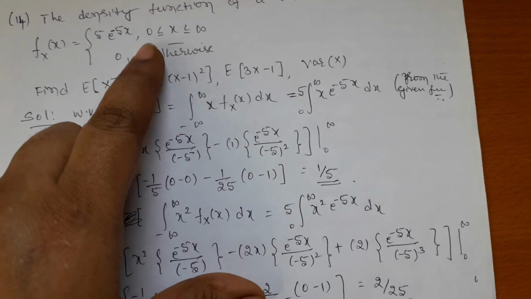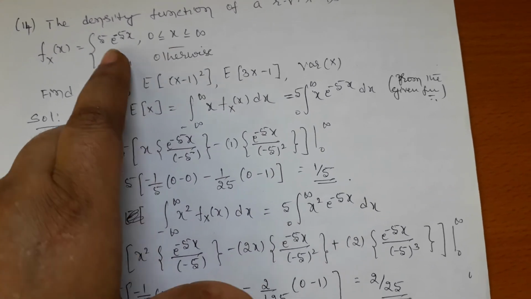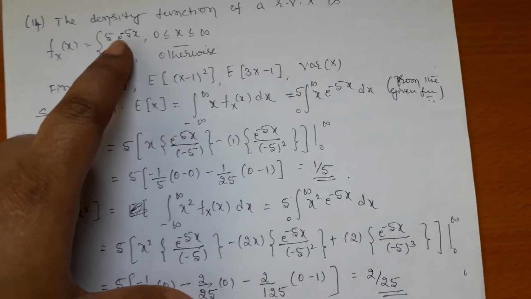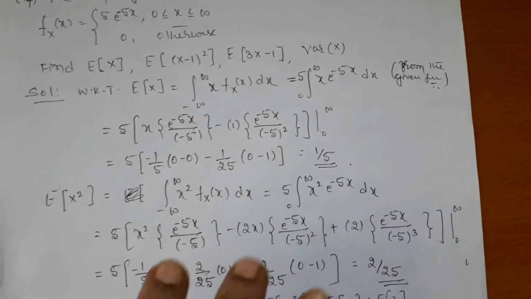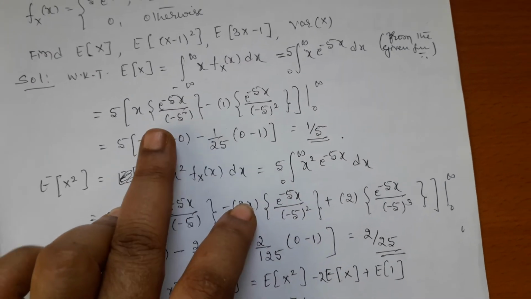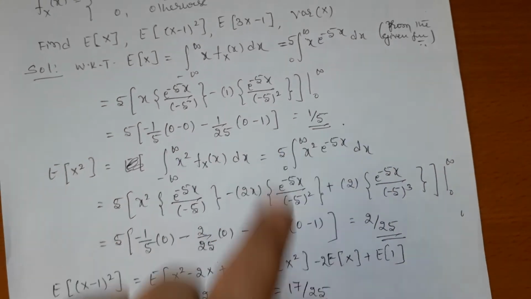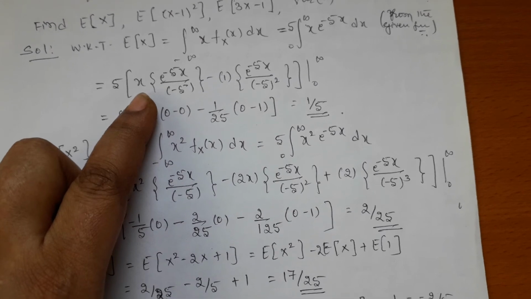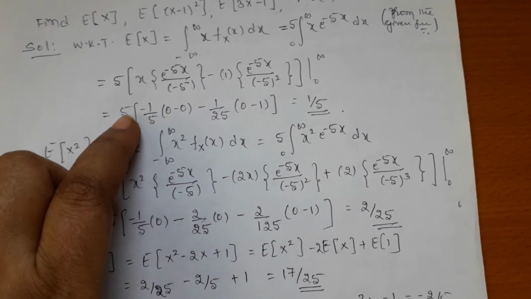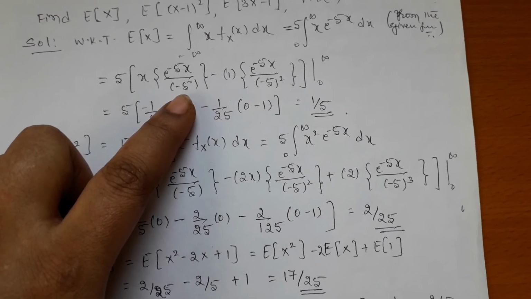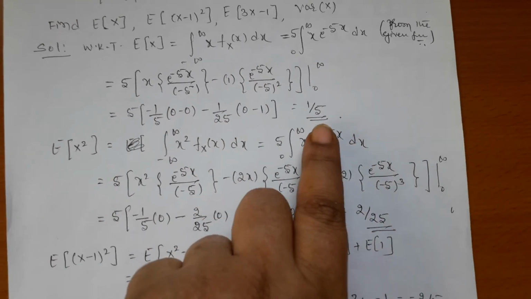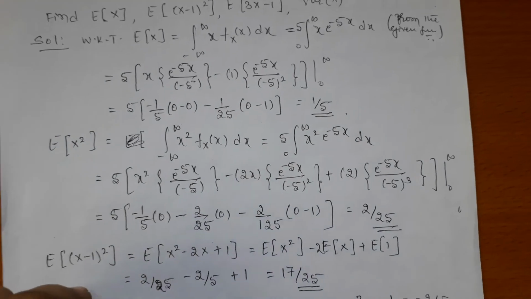But from 0 to infinity we have a function, and from minus infinity to 0 it is 0. Therefore, I only have to take 0 to infinity, 5 e to the power of minus 5x. Using the UV rule or Bernoulli's rule, integrate it and apply the upper and lower limits. You know how to integrate, I have explained it many times. Simplify, and we get E of x is 1 by 5.